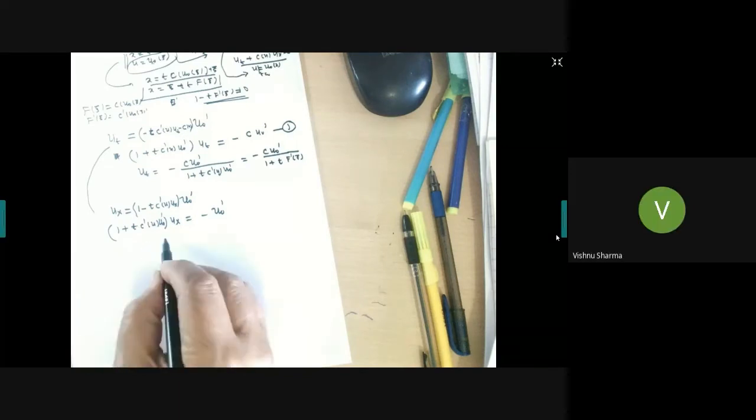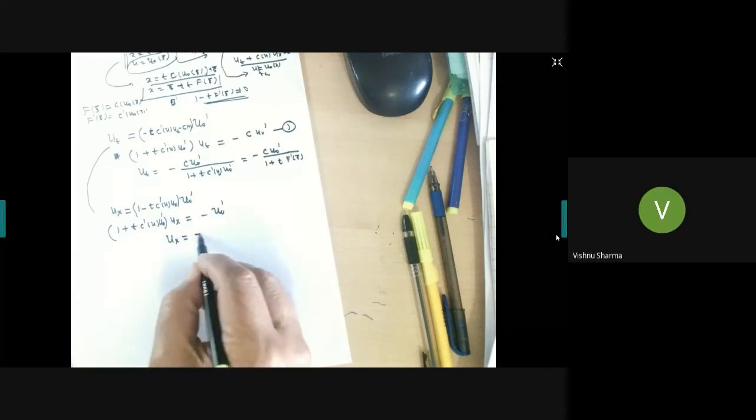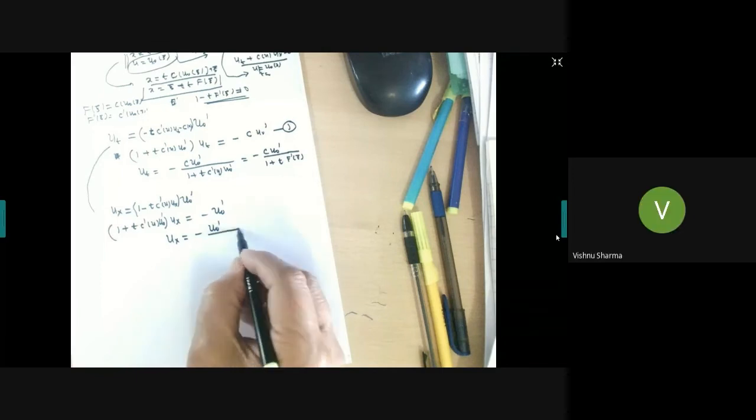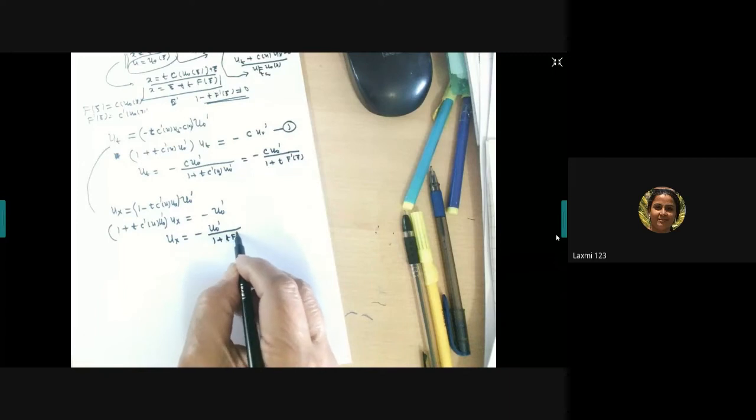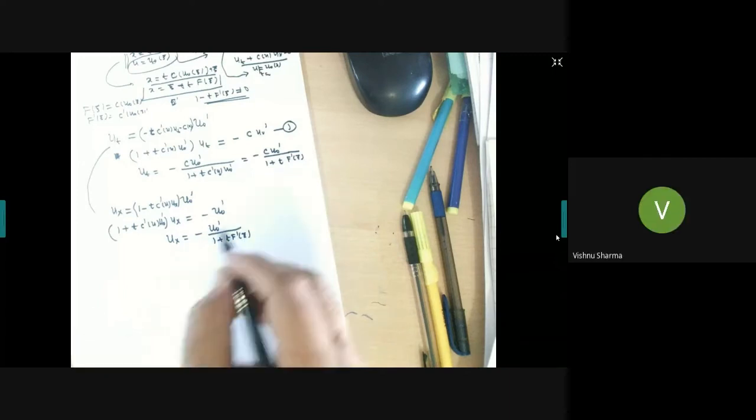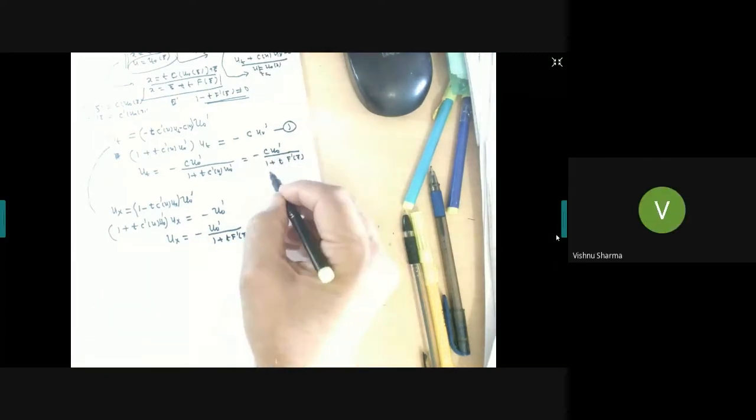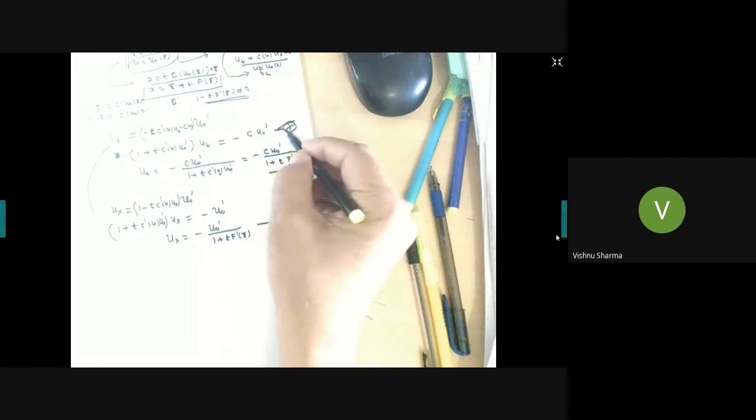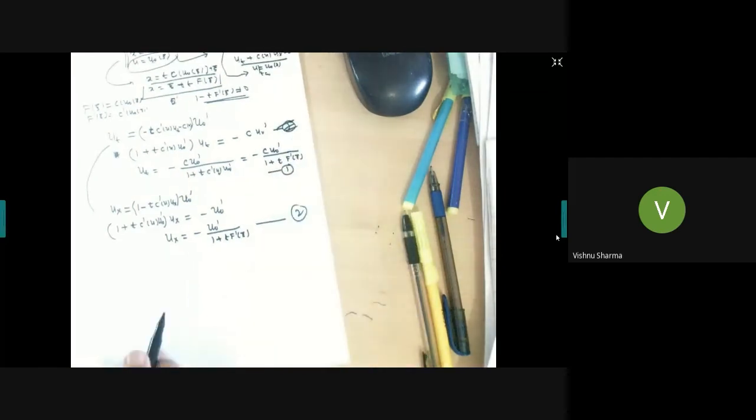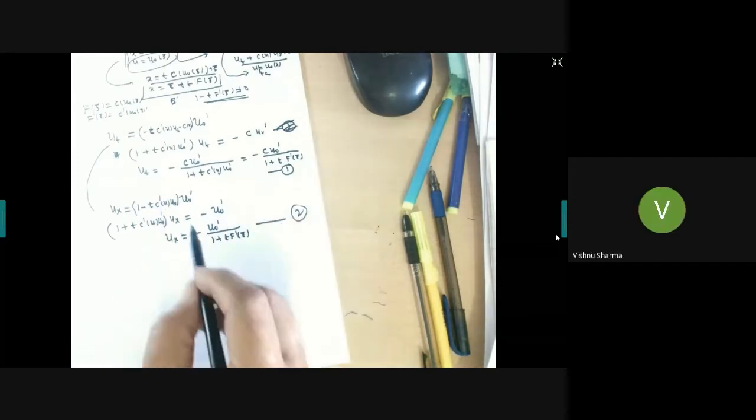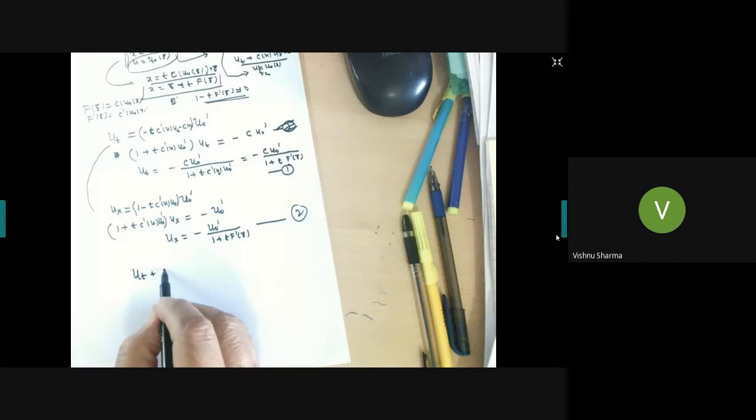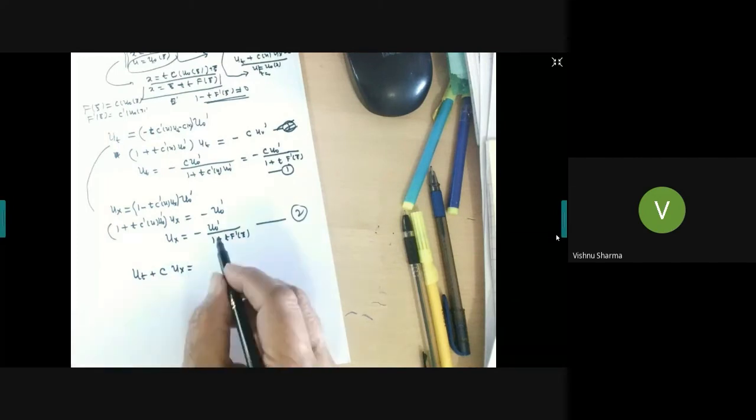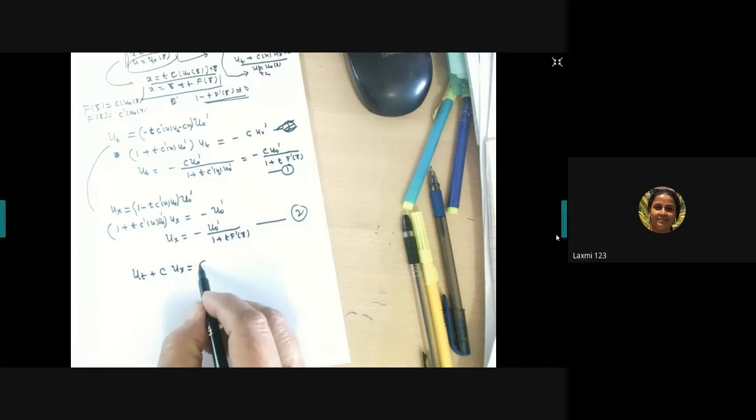So ux is again minus u naught dash upon the same expression, 1 plus t f prime xi. Very good. Let me call this number 1 and this number 2. Now, if I multiply this by c and add to this, what do we get? ut plus c of ux. We get things canceling each other, isn't it?